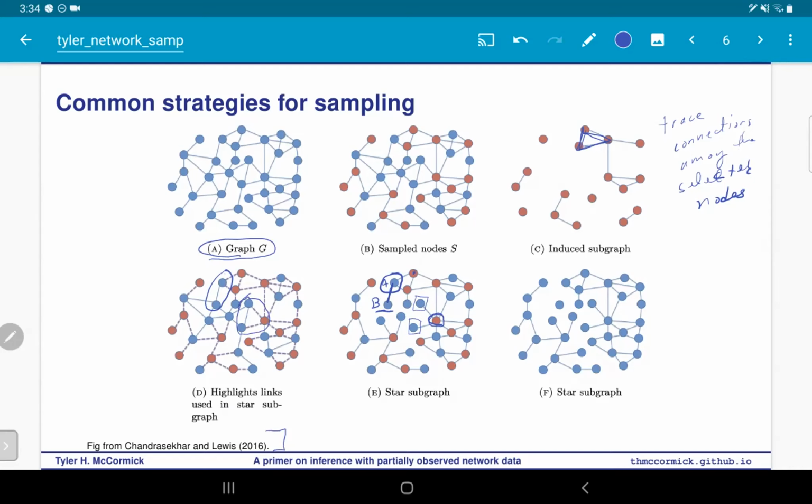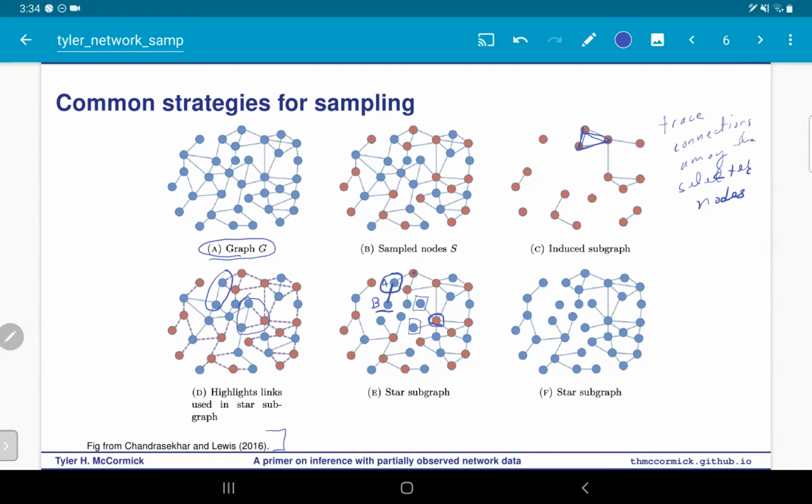Okay, so in the star subgraph, we're going to see the connections from people who are sampled, in this case, the nodes who are red. And so we're going to get some information about the connections that those people have with individuals who are not in the sample, but we're still going to be missing edges that are associated with people who are not in the sample, right? Because if those edges take place between two people who are not in the sample, we're not going to observe them, right?